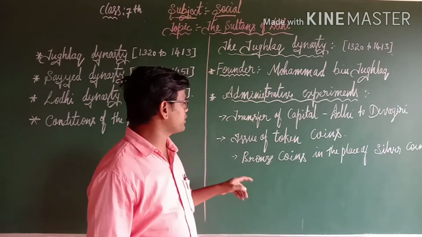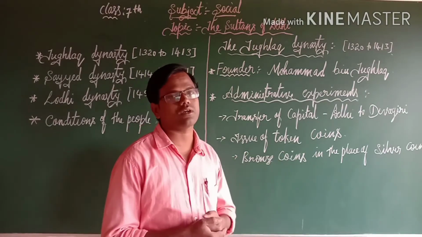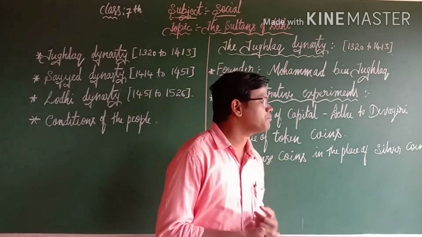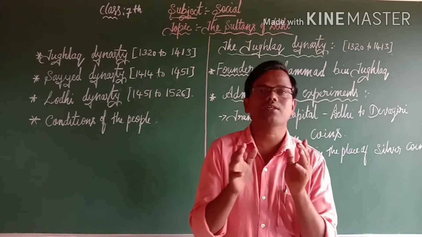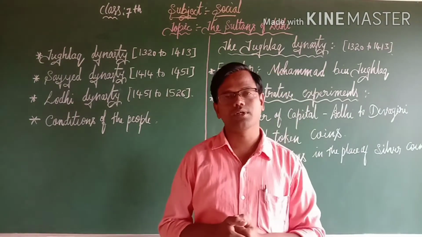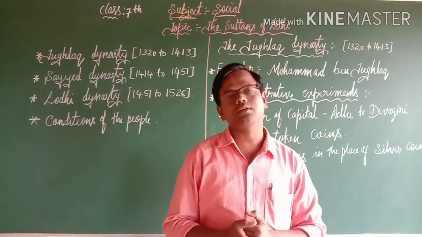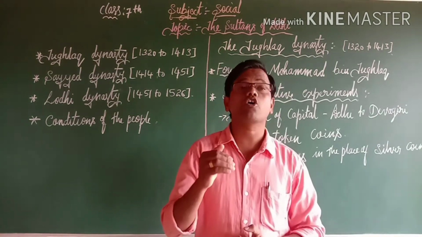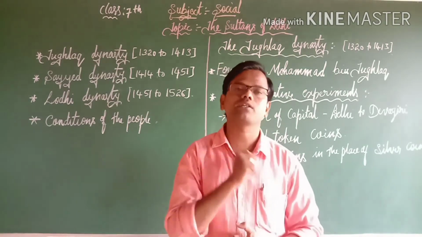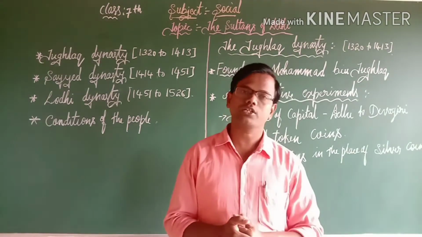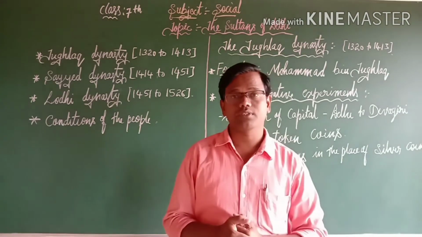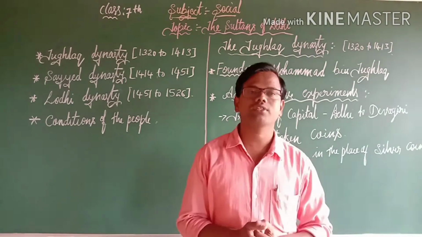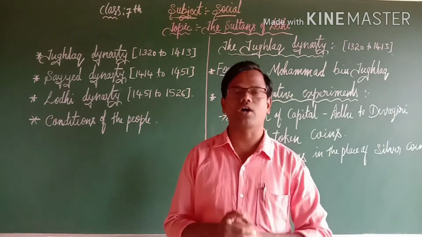This is one more experiment, the issue of token coins. Muhammad bin Tughlaq issued bronze coins in place of silver coins with the same face value. But he failed to order that only the government had the authority to mint the copper coin, so the people minted copper coins themselves. Finally, this resulted in the devaluation of the coins.